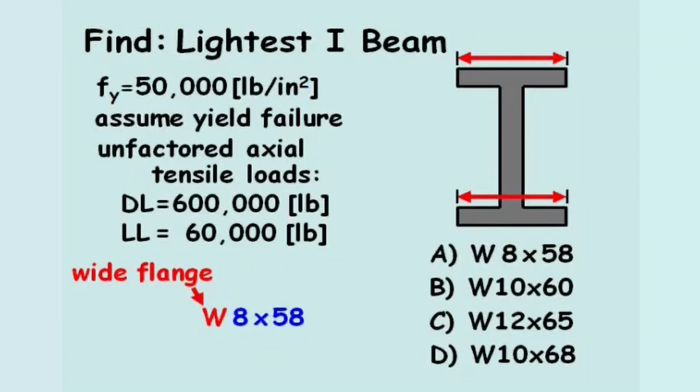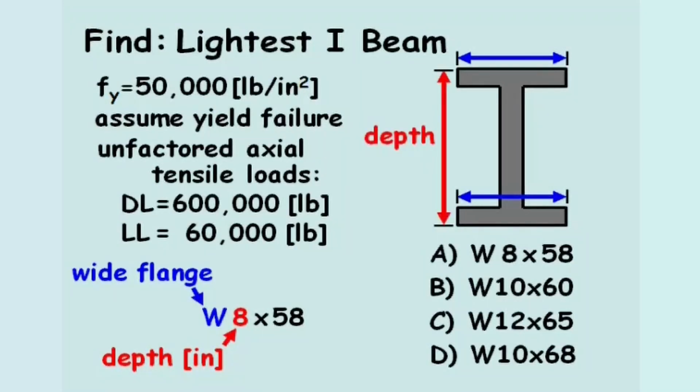The first number after the W represents the depth of the beam in inches, which is the distance from the top of the top flange to the bottom of the bottom flange. And the last number represents the weight per length of the beam in pounds per foot.